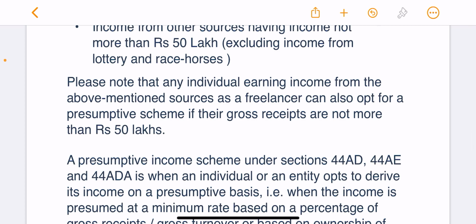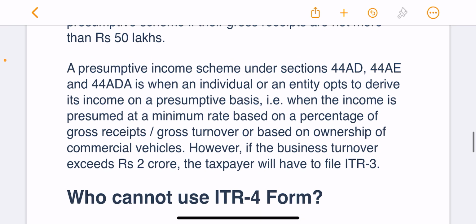Please note that any individual earning income from the above-mentioned sources as a freelancer can also opt for the presumptive scheme, and the specific condition is that your income should be less than 50 lakh. Now 44AD, 44ADA, I hope you know this. If your business turnover exceeds 2 crore, the taxpayer will have to file ITR 3. In case of business turnover, 50 lakh is for professionals and freelancers. For business it's a 2 crore limit.